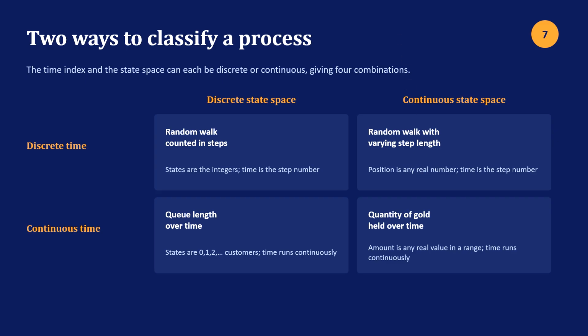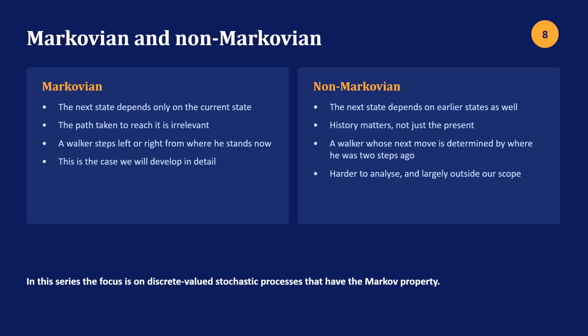I want to discuss another aspect of stochastic processes, and that's the Markovian property. When you have the Markovian property for a process, the next state depends only on the current state. The path taken to get to the current state is irrelevant. A walker, for example, steps left or right from where he or she stands now. This is the case we will develop in detail, so we'll focus on this.